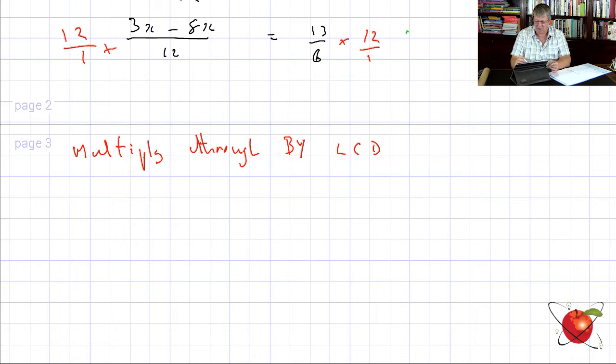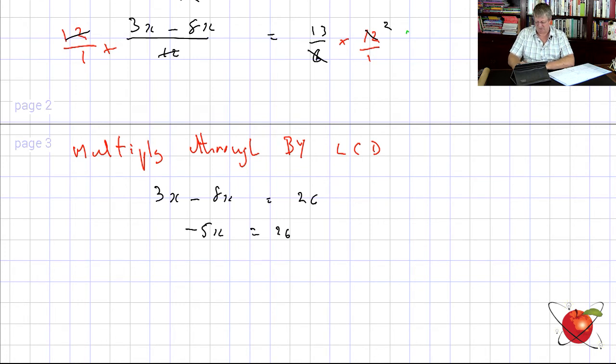What happens now? Well, straightforward, right? This 12 cancels with that, which is what we wanted. So we end up with 3x minus 8x is equal to, and that cancels there with a 2, and that I think is going to be 26. Finally, we've now got a normal equation, minus 5x equals 26.